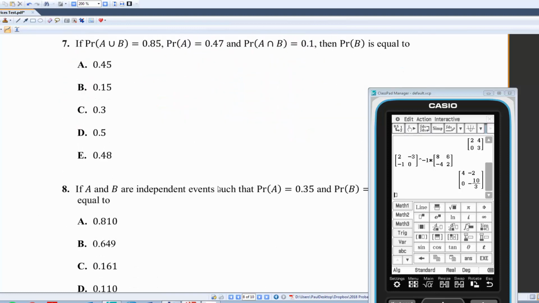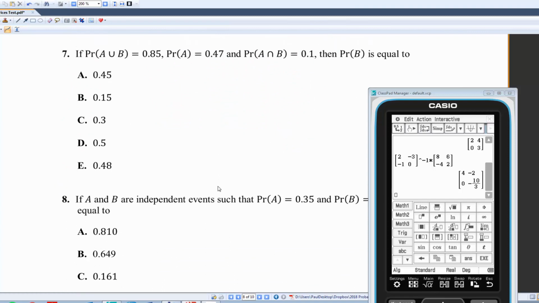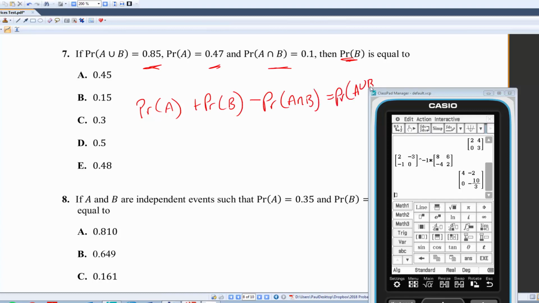Okay, this one here was a classic addition rule problem. So we've been given the union, the probability of A, and the intersection, and we want the probability of B. So recall that the probability of A plus the probability of B, subtract the probability of A intersect B, is equal to the probability of A union B. All you needed to be aware of here is that they've given you the union, so you simply rejig the formula or transpose this part to this part. So we're going to use probability of A plus the probability of B, subtract the union, will give us the intersection.